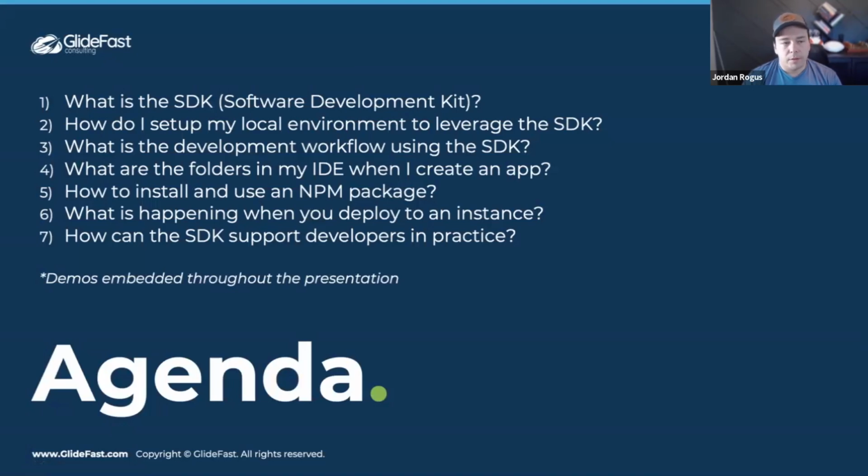How does that work? As an extension of that, what is the development workflow, right? Normally we make an update to a business rule, close our update set, push it up environments. What does that look like with the SDK? And then some more details as we see, like, what are the folders, like what are the different objects we're talking about? The big value here is being able to leverage NPM. So what is that? How do we use it? And then, what is happening when we actually deploy this to an instance?